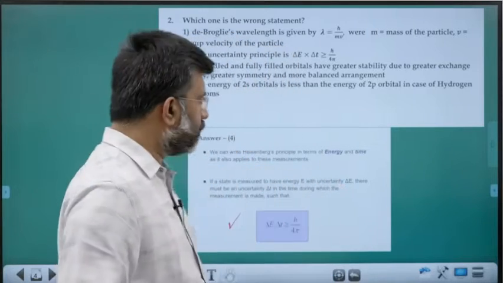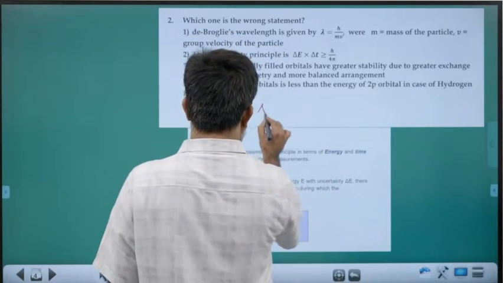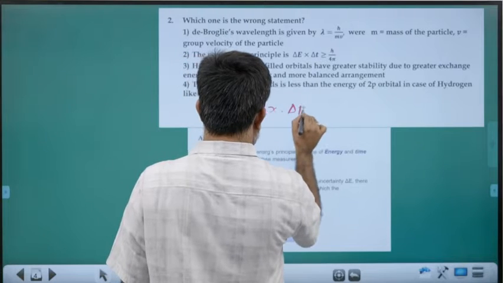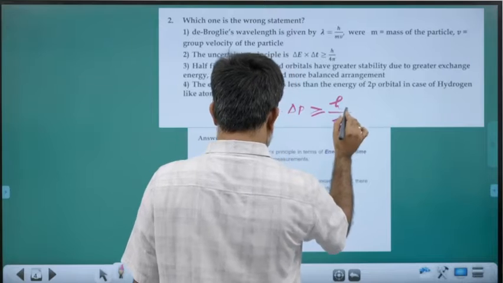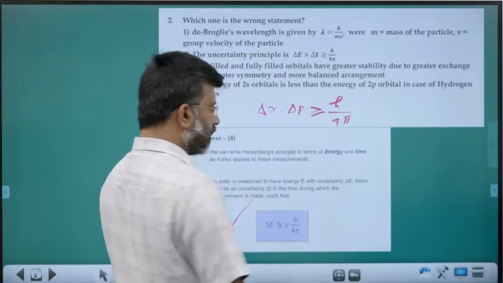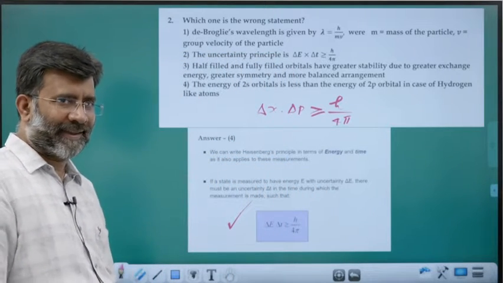Uncertainty principle, usually we write it in the format delta x into delta p greater than or equal to h by 4 pi. It can be understood in another way also. Okay, next.